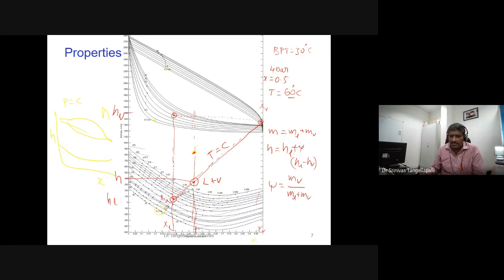Could you combine equations 1, 2, 3? Replace this phi by MV by ML plus MV. Could you solve it? Just take 2-3 minutes. I want one value. Simplify H, in terms of mass and enthalpy. Okay, could you solve it? Have you understood?